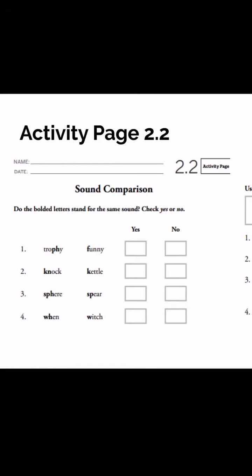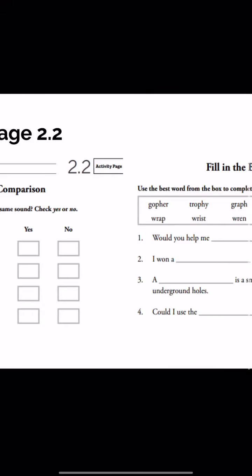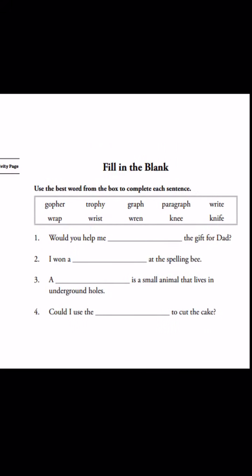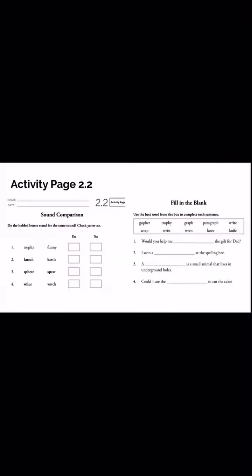Once you're finished completing that portion of the page, you're going to do fill in the blank. You're going to use the best word from the box to complete each sentence. Take your time. And that is all I have for today for skills, boys and girls. Do not forget to study your spelling words. You have more than last unit, okay?